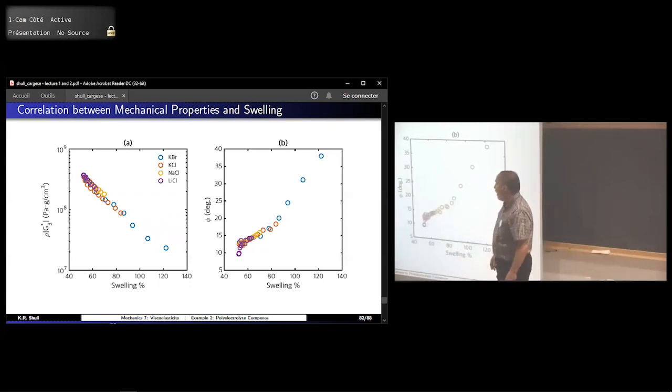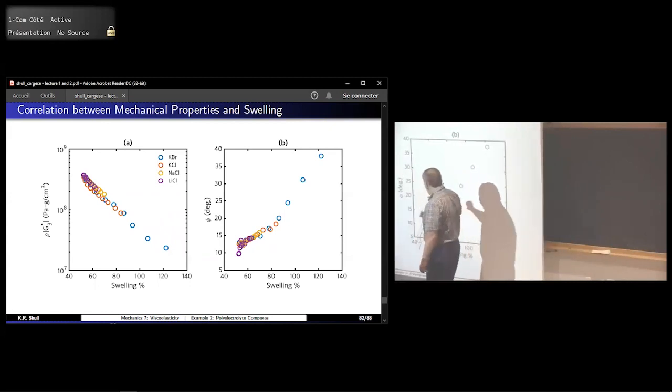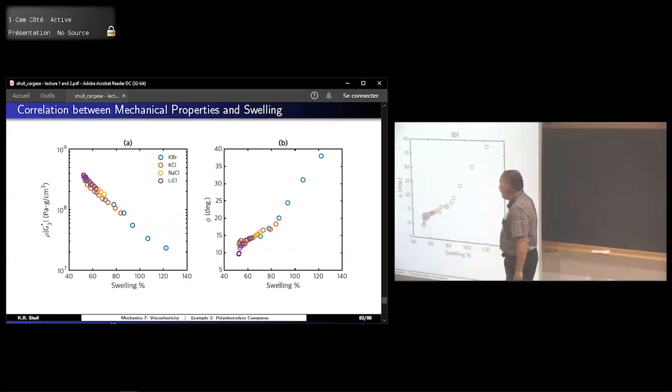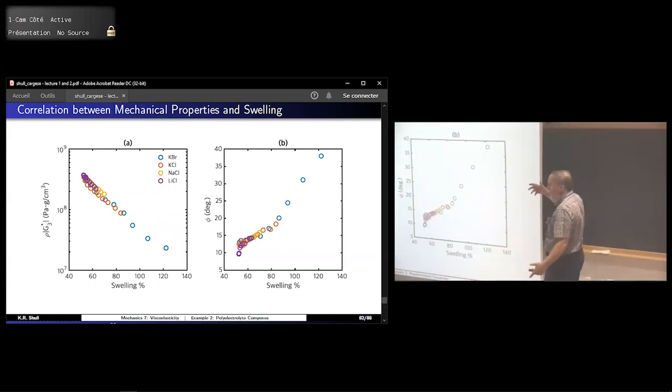Is that the average of the two layers or just of the bottom one? What's that? Where are you measuring the phase angle? That's the phase angle for the polymer layer, the bottom one. Yeah, that's right. I mean, the phase angle for the top one is 90.